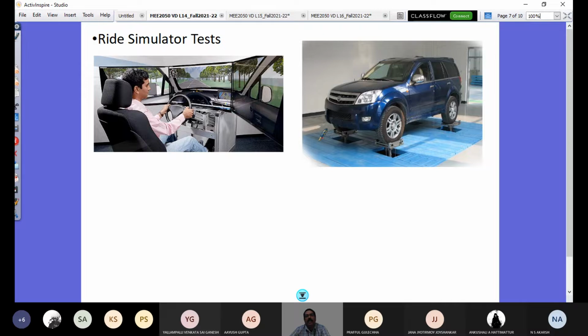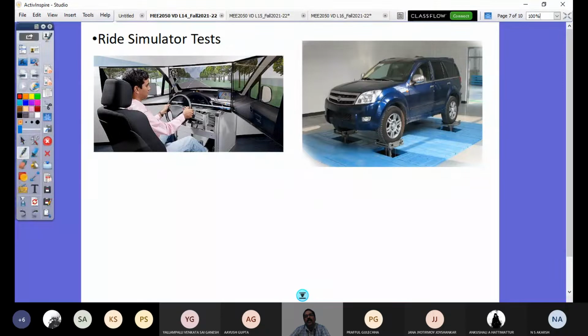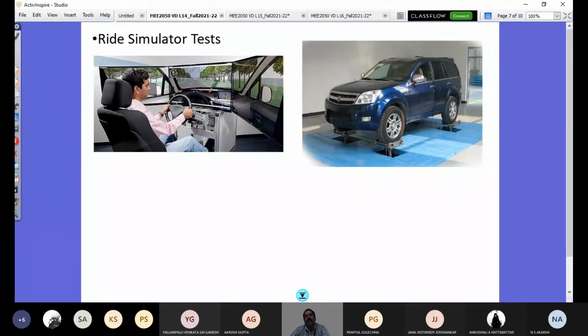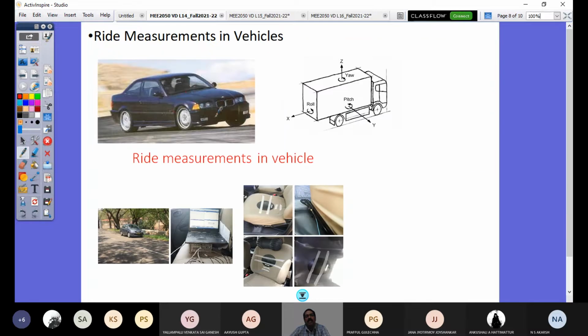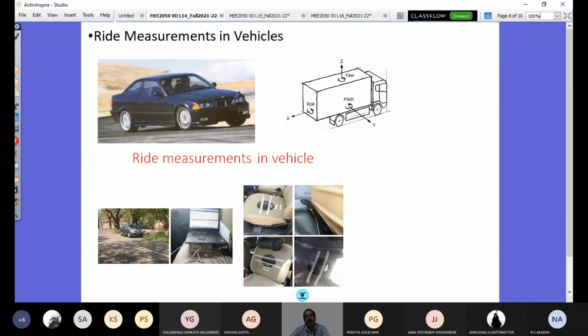These are performed in the laboratory and give you an insight into the influence of your vehicle on different road profiles or on different environmental conditions, but still they are in the laboratory. And that's where you see real-time experiments like this, which are there on the road. And this is one such experiment.